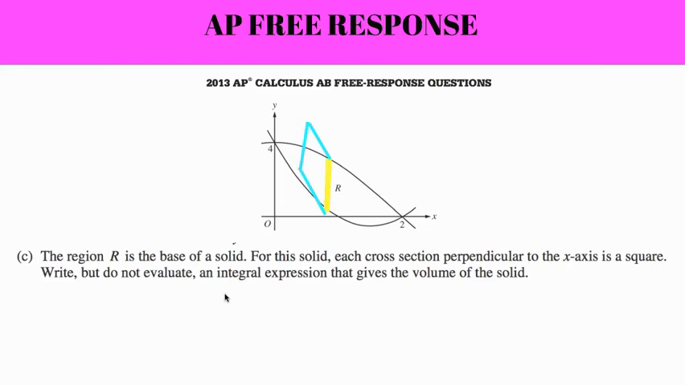If it said semicircles, pi eighths, the definite integral, from 0 to 2 of side squared, dx. If it said isosceles right triangles with the leg across the base, half of the squares. So 1/2 S squared dx.